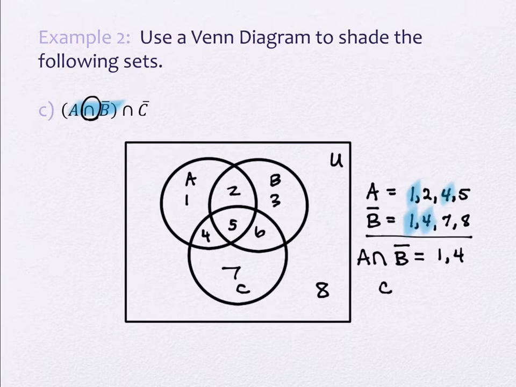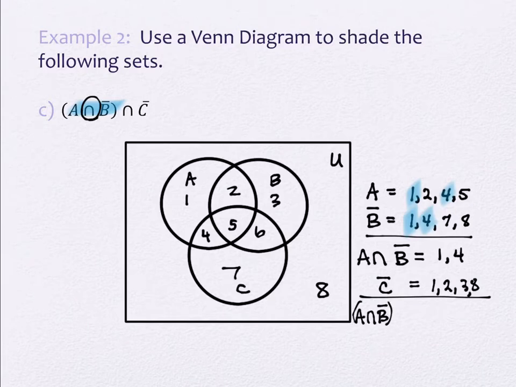So we move to the outside of the parentheses. Outside the parentheses, you'll notice that we have an additional complement set, C complement. So what numbers are not in C? 1, 2, 3, 8. Good job. Everybody good with that? Okay, so we're going to take A intersect B complement, and what symbol comes next? Yep, and we want the intersection with C complement. So for these last 2 lines, A intersect B complement and C complement, we want to look for what they have in common again. So what do they have in common?